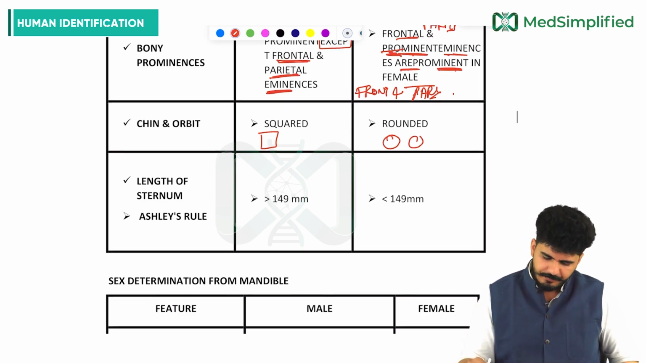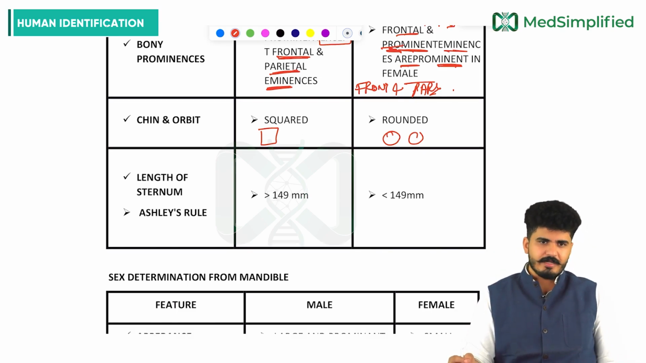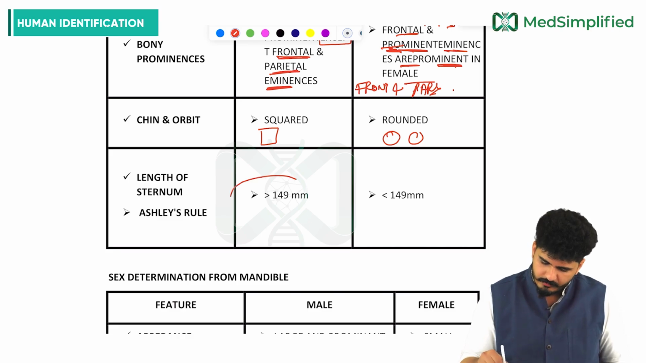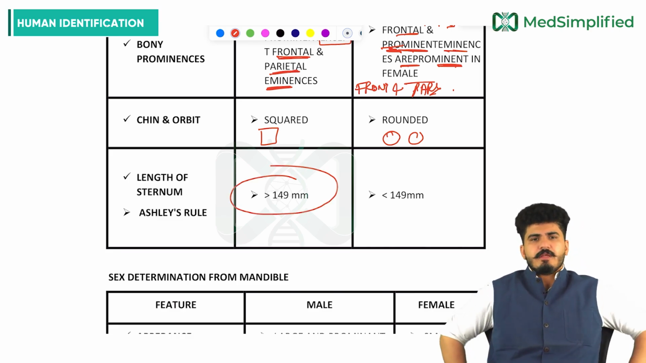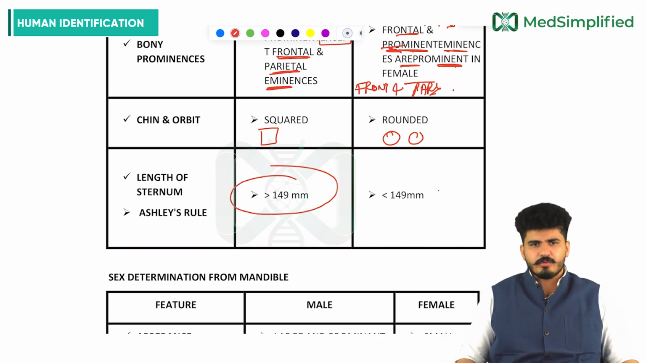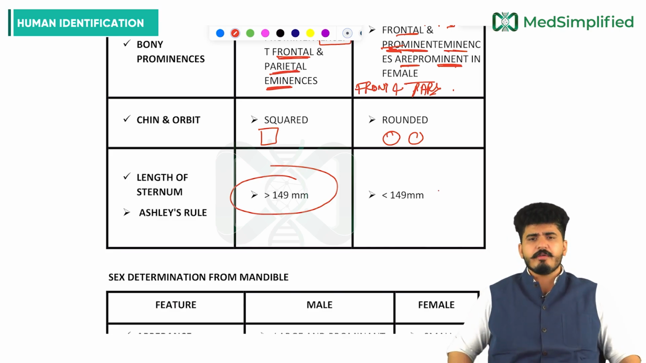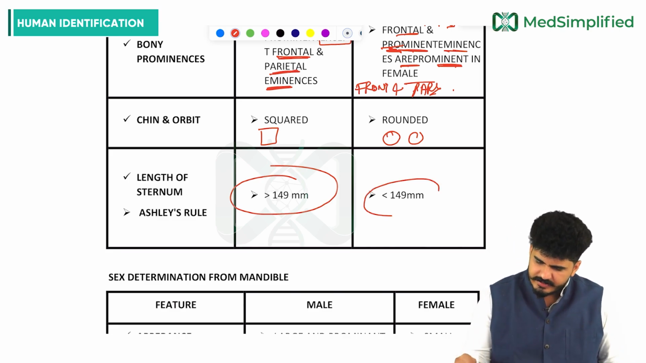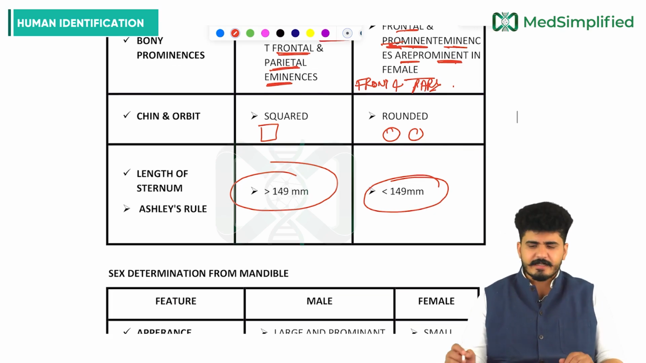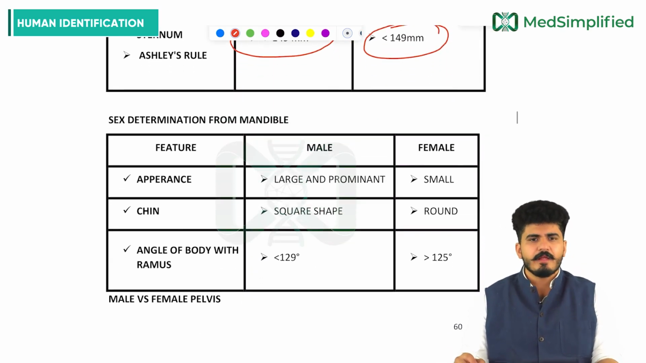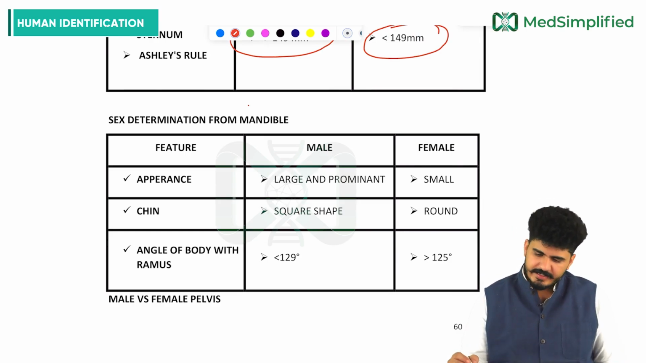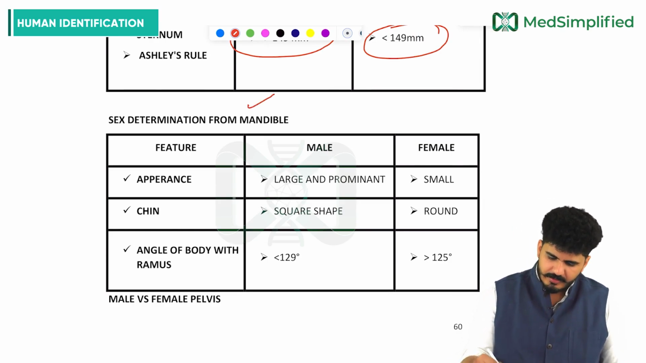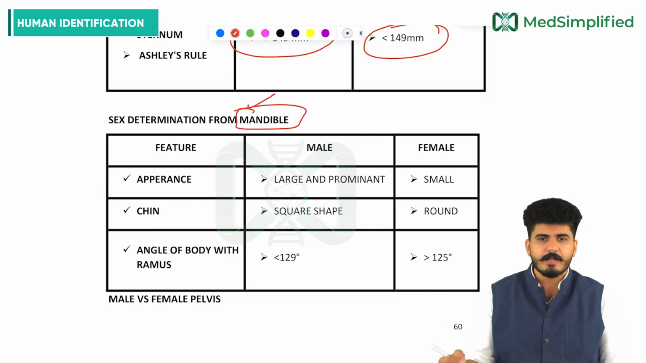Length of sternum by Ashley's rule, my dear friends: in the male, it is more than 149 millimeters, and if it is less than 149 millimeters, we consider that as female bone. Now, other appearances, guys. Now we have to discuss the mandible.